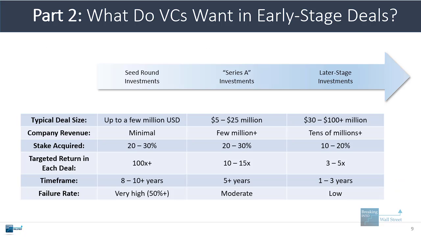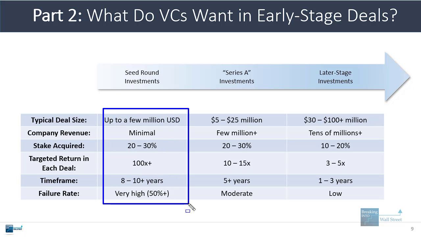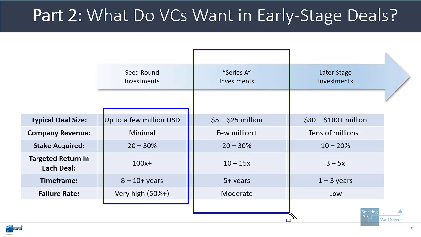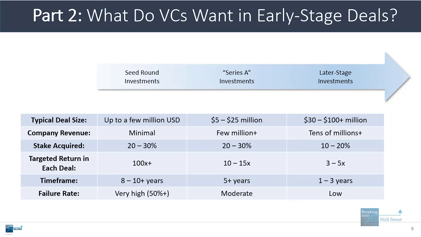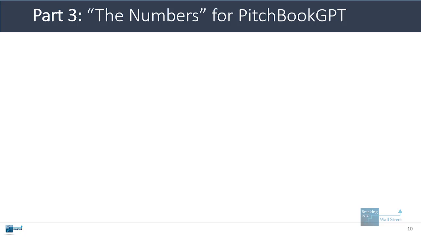I have here a quick chart of what VCs at different stages are looking for, from the seed round to Series A to later stage. Generally, they want to see the potential for very high multiples in the seed round. Series A investors might be happy with a 10x multiple over maybe 5 years. Later stage investors might be happy with a 3, 4, 5x, or maybe even as low as a 2x multiple over the time frame of a couple years. So this is what they're generally looking for, and you have to keep this in mind with this type of seed stage investment. Let's go into the numbers for PitchBookGPT now.